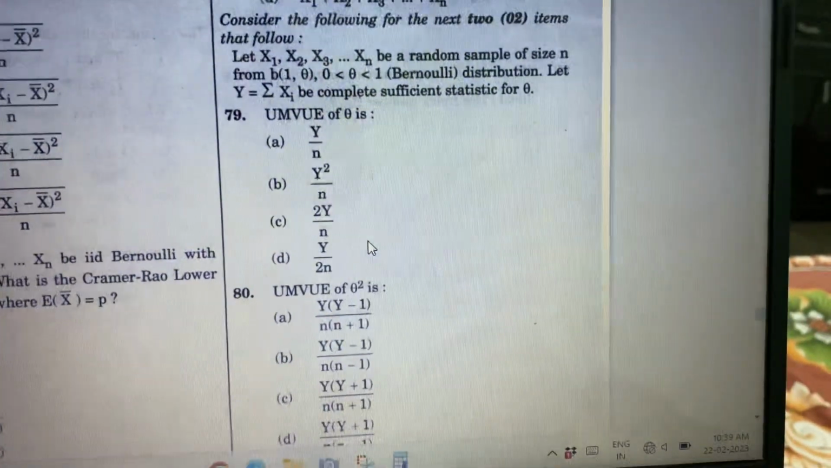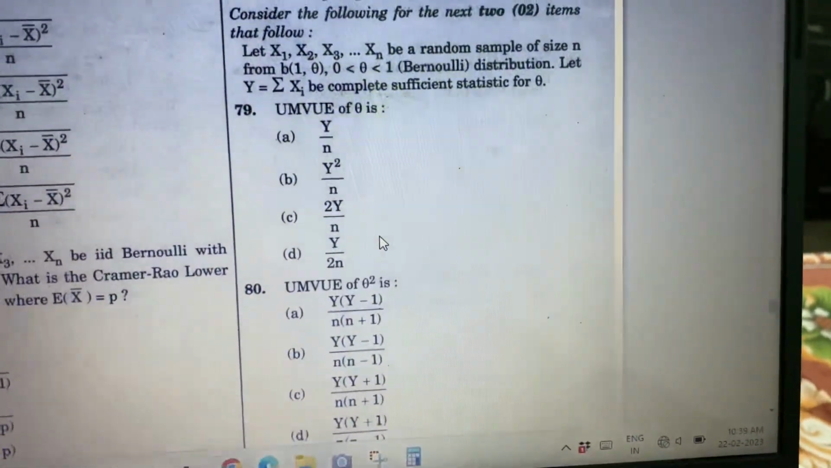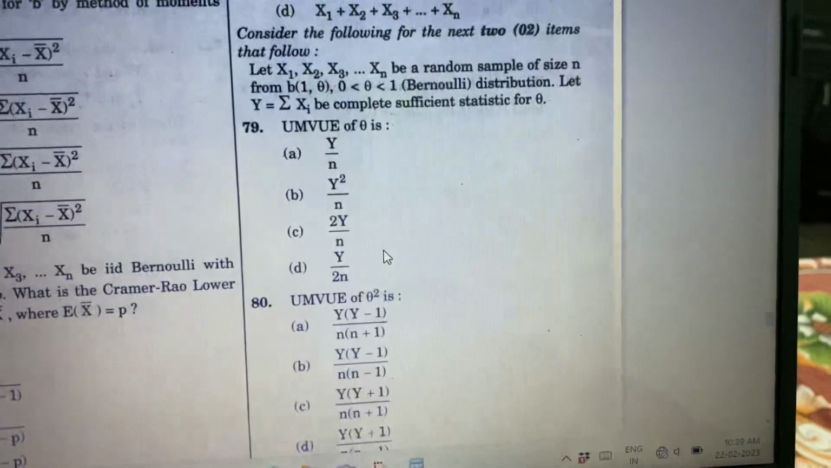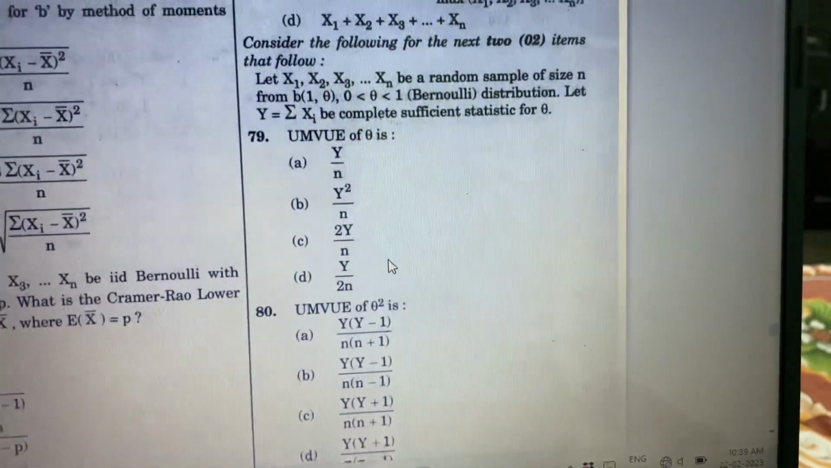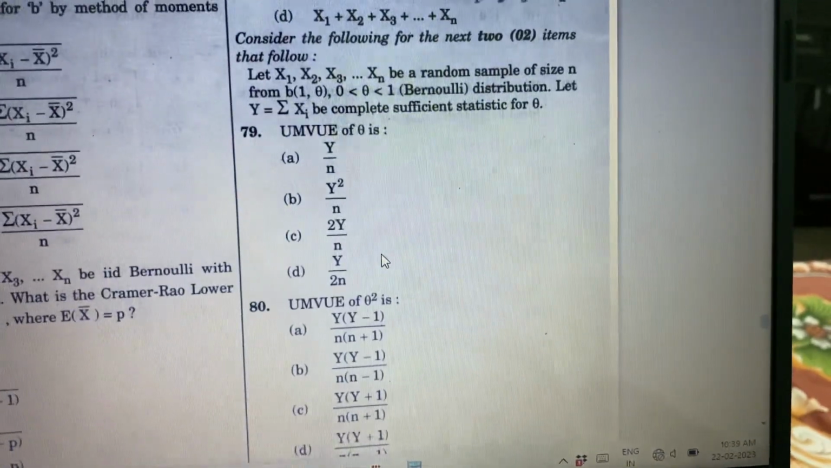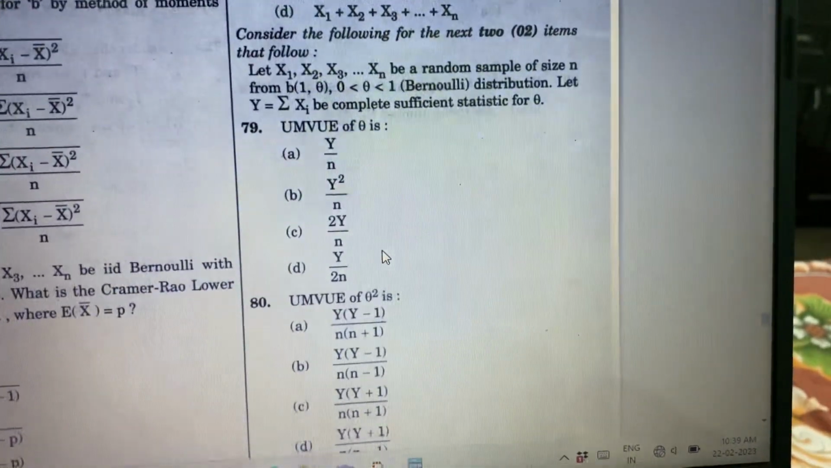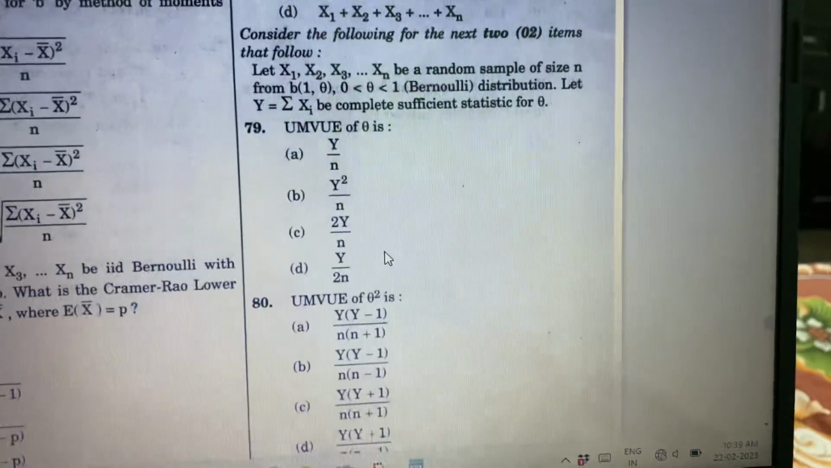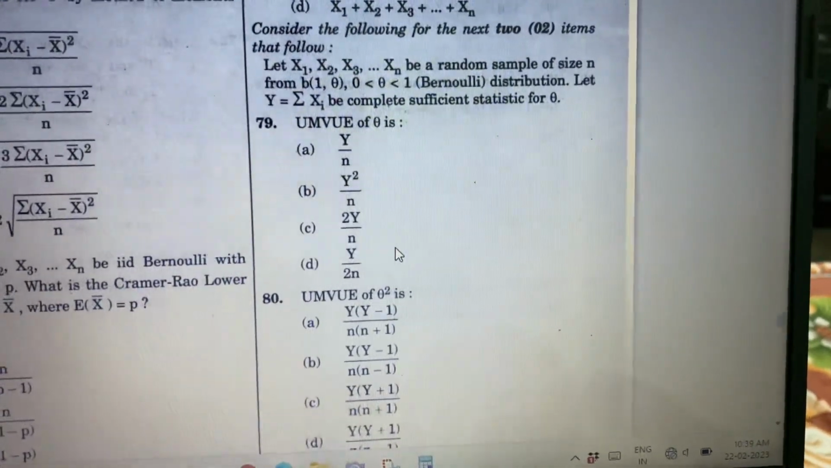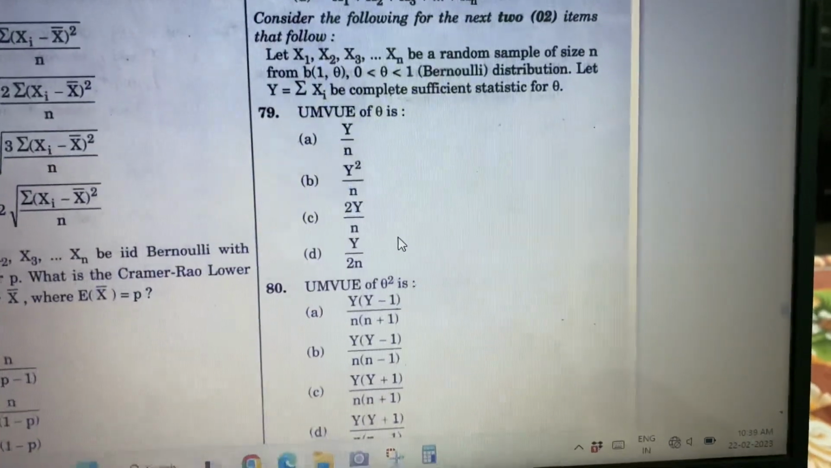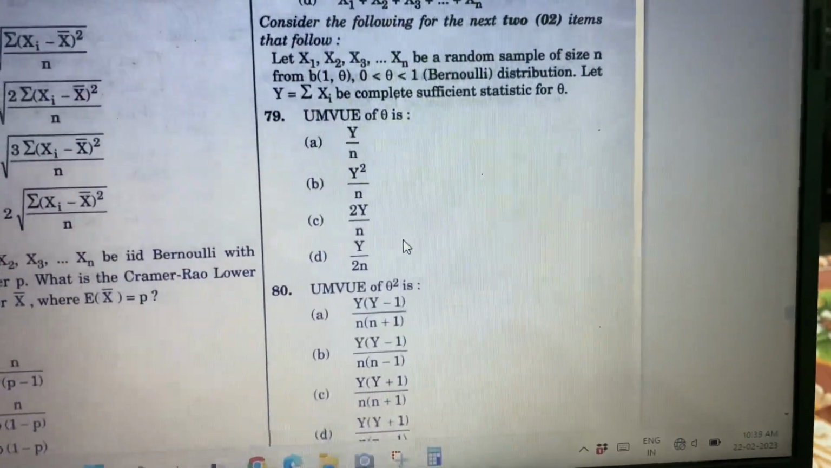We are solving ISS 2022 paper 2 question number 79 and 80. Let X1 to Xn be a random sample of size n from a Bernoulli(theta) distribution, and let Y equal to summation of Xi be a complete sufficient statistic for theta. Then the UMVUE of theta is, and in question number 80, the UMVUE of theta square.